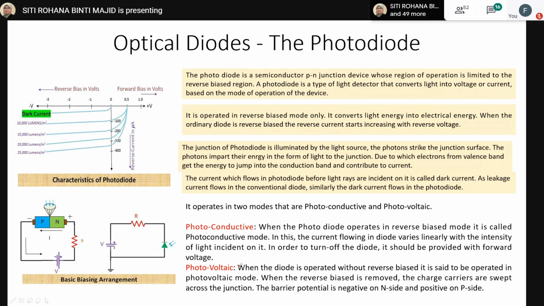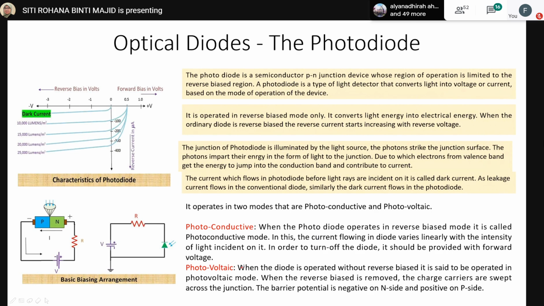So for photoconductive, the explanation is like this: when a photodiode operates in reverse bias mode, it only allows this function to be carried out. And then the current flowing in the diode varies linearly with the intensity of light incident, because light can influence the movement of holes and electrons, and also hole and electron recombination.